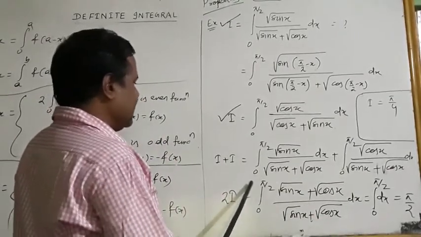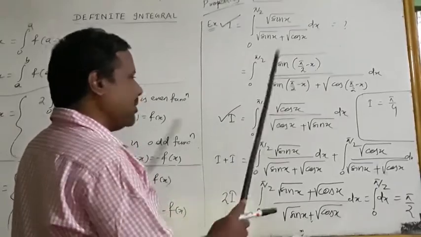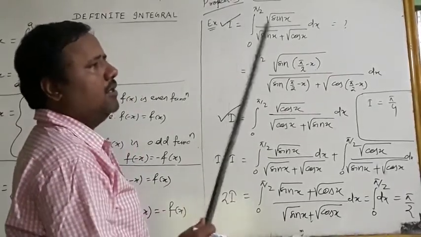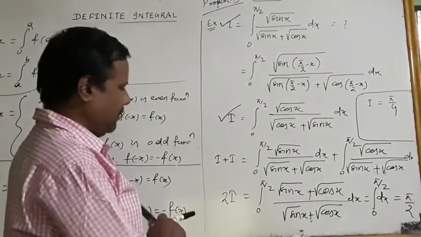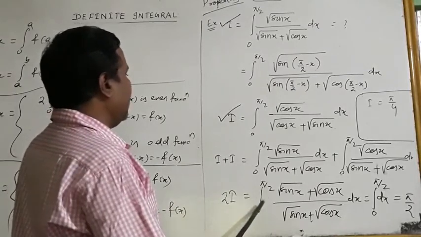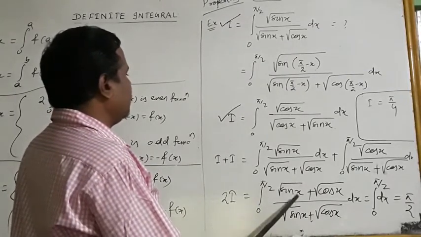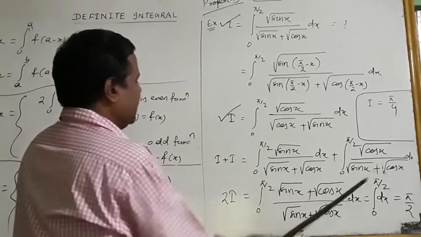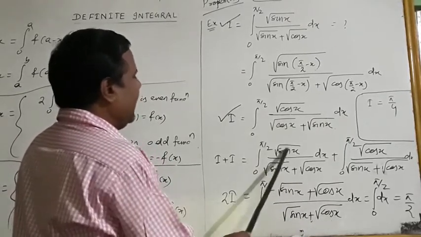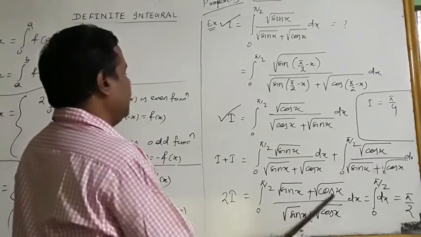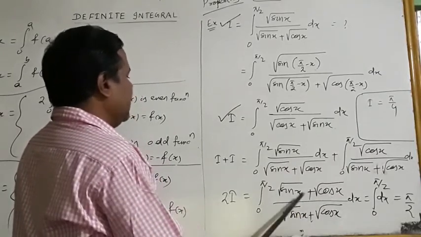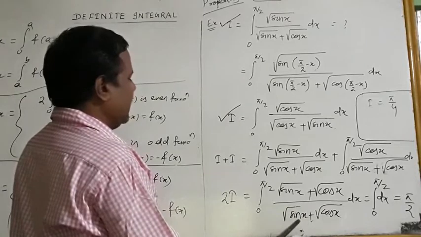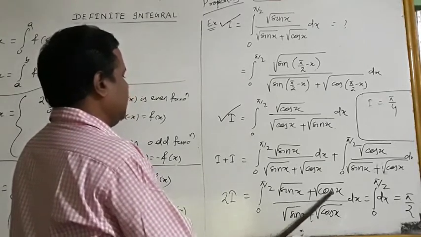We can write integral a to b of f(x) plus g(x). This is property 1, property 2 or 3. I am telling property 2 side. Now I am taking the integral 0 to pi by 2 of root sin x. Both the denominators are the same, so I am taking the LCM and adding both of them. In the numerator I am adding this. Now they are the same things, root sin x plus root cos x, root sin x plus root cos x.